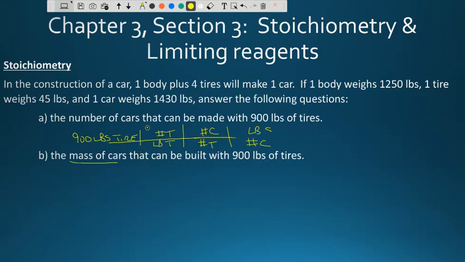So it starts out the same. One tire has 45 pounds to it. I say that one car has four tires, and one car now has a weight of 1,430 pounds.